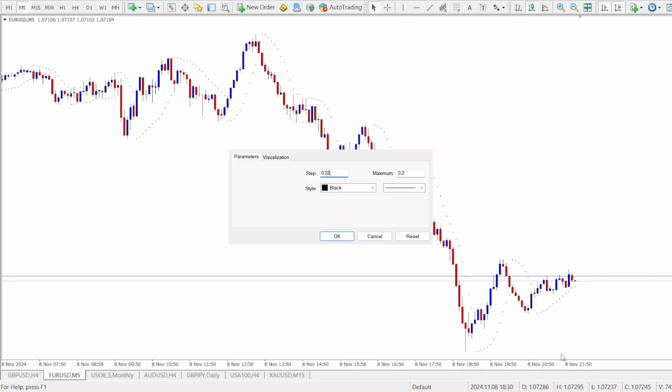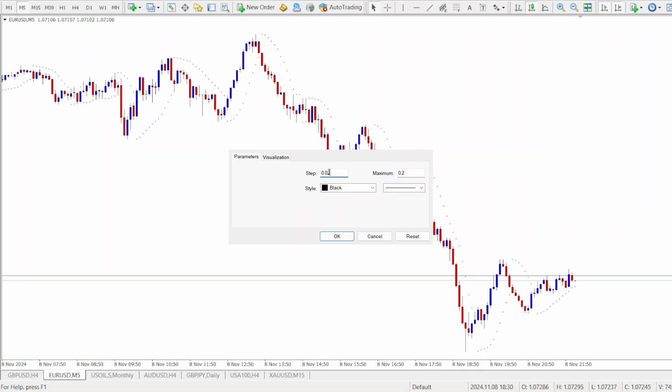But first of all, let us talk about the acceleration factor and the step values. These are the two main settings for the parabolic SAR. The acceleration factor, sometimes referred to as the AF, determines how quickly the indicator reacts to price changes. By default it's set to 0.02. The step is also called the acceleration factor, by the way.